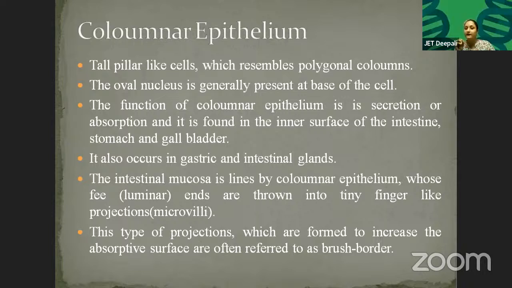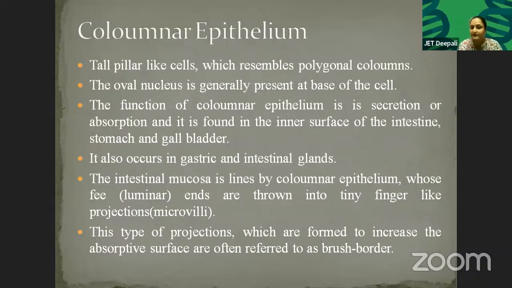And it is found on the inner surface of the intestine, stomach, and gallbladder. What two types of intestines are we having? Small intestine and large intestine. Okay. Intestine, stomach, and gallbladder. It also occurs in gastric and intestinal glands.